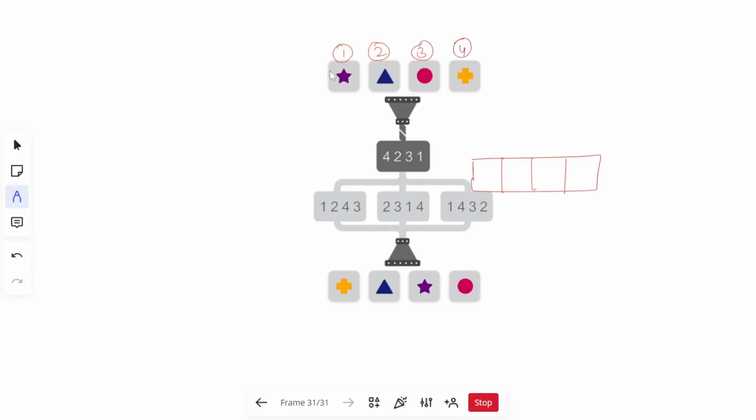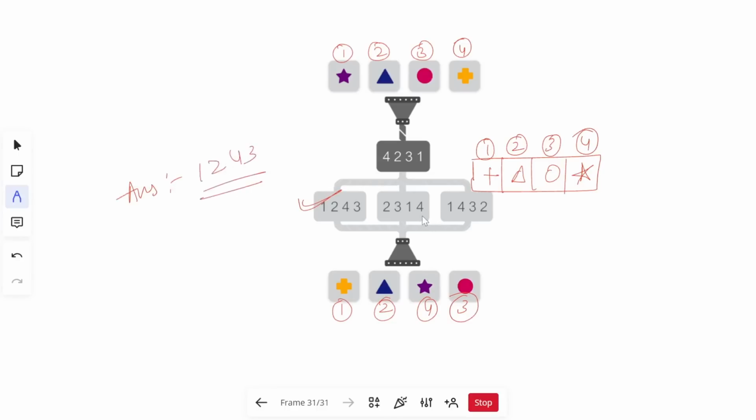See, 4 2 3 1. So 4 is plus, 2 is triangle, 3 is circle, and 1 is star. Now this is our new pattern. Based on this, we have to see which code is getting followed to give the particular output. Let me give the new markings to this, 1 2 3 4, and then I will check. 1 is in its own place, 2 is also here, then 4 is there, and then 3 is there. So let's see if we have this code, 1 2 4 3. Yes, the first one is the correct answer. So in this way, 1 2 4 3 will be the correct answer for this one.